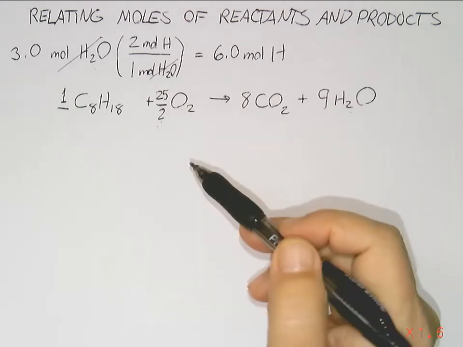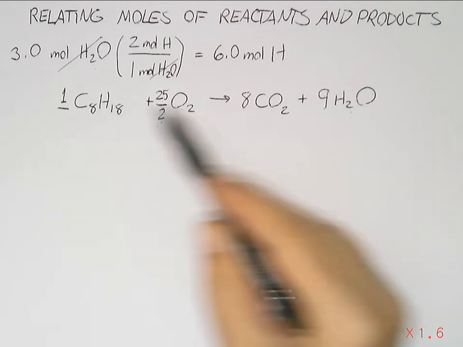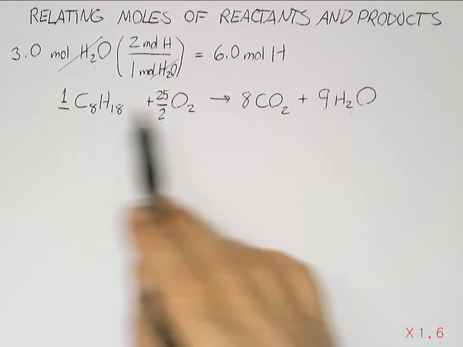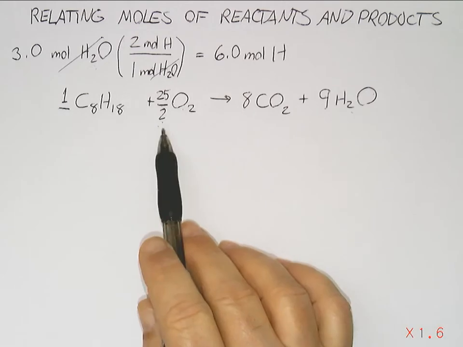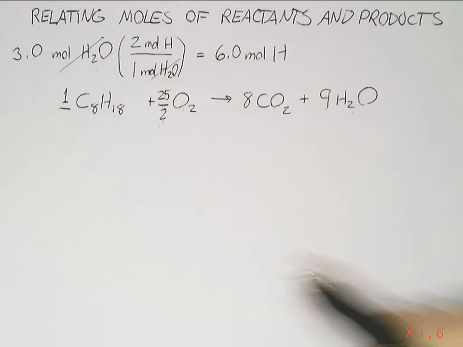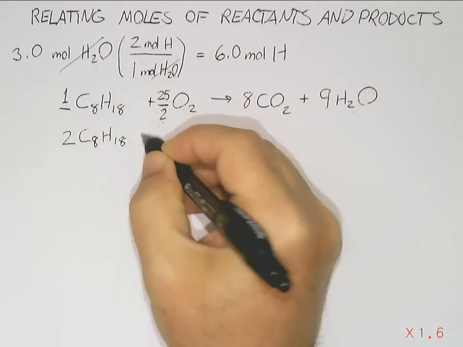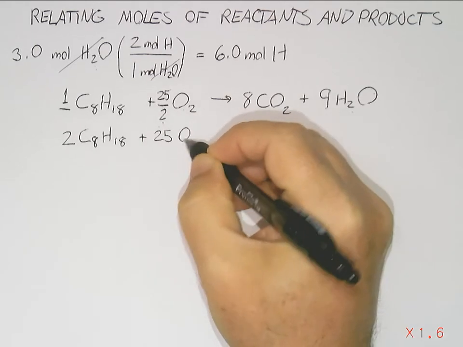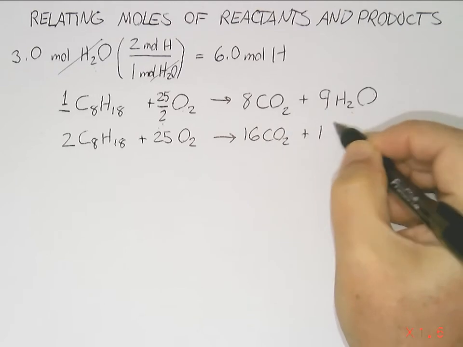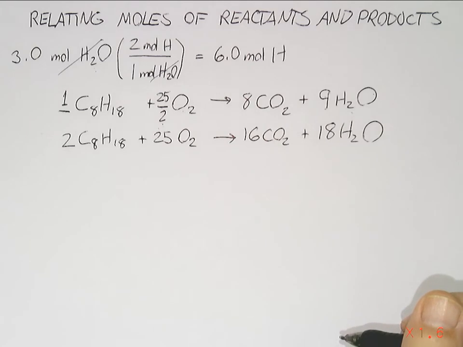Some people don't like to see fractions for the coefficients in a balanced equation. If I wanted all integers here, and sometimes the homework will ask you to do this, I will multiply all the coefficients through to remove any fractions. Since there's a divided by 2 here, I can multiply the entire equation through by 2 to get rid of it. So this also is the balanced equation.